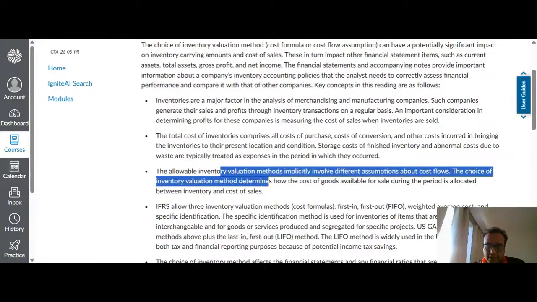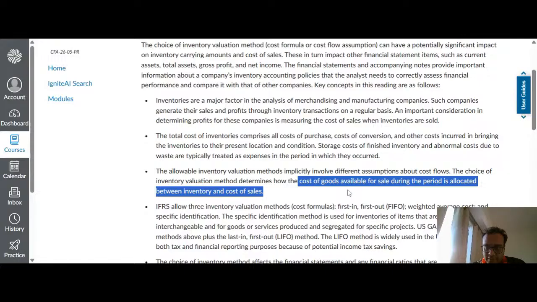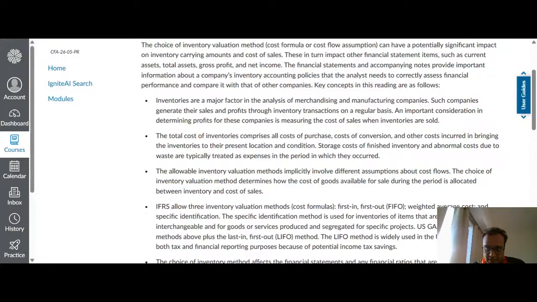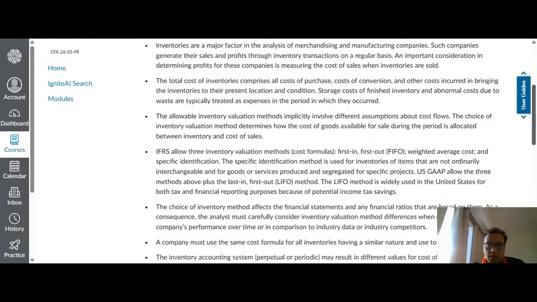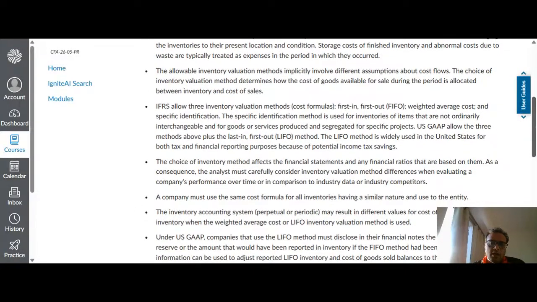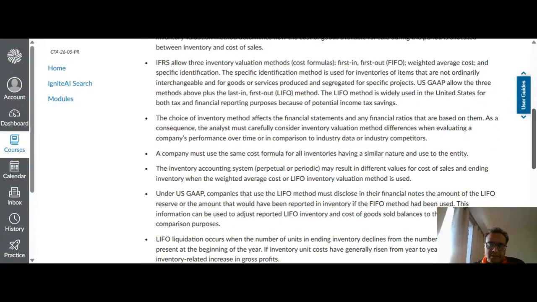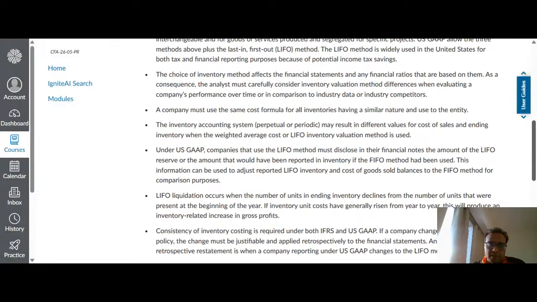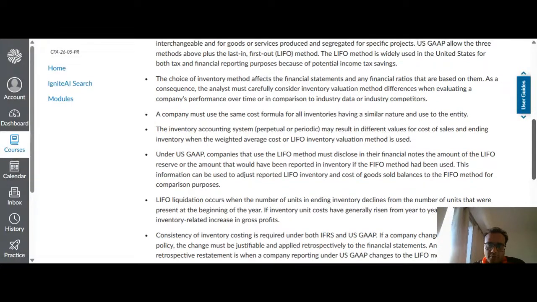Allowable inventory valuation methods implicitly involve different assumptions about cost flows. The choice of inventory method determines how the cost of goods available for sale during the year is allocated between inventory and cost of sales. COGS का adjustment between COS and inventory. IFRS allows three, while US GAAP allows one. The company must use the same cost formula for all inventories having a similar nature.